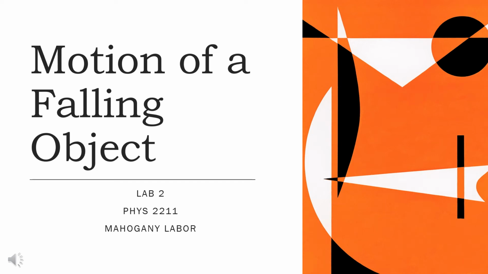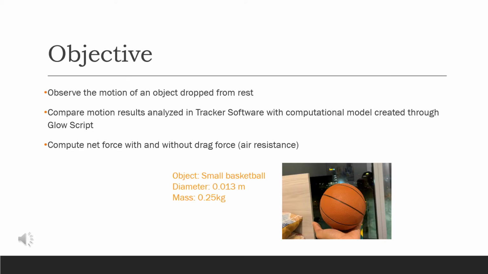Hello. Today I will be sharing with you the results obtained from the Lab 2 for Physics 2211 on motion of a falling object. So, what was the main objective of this experiment? We observed the motion of an object dropped from rest.